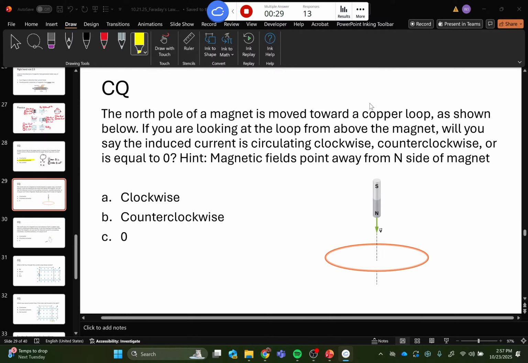This one is just another one. Take a magnet, fling it up and down, and it makes electricity.